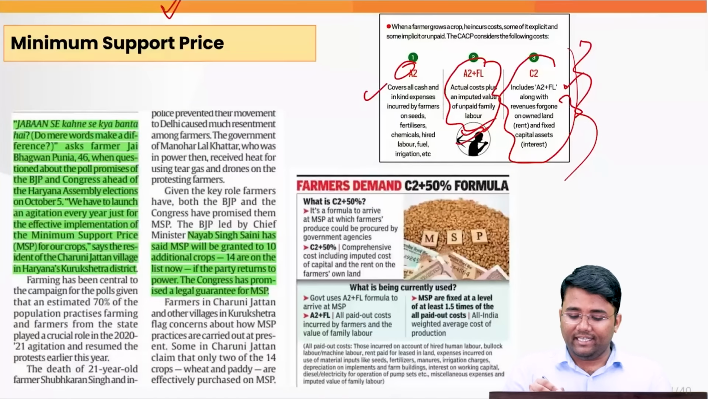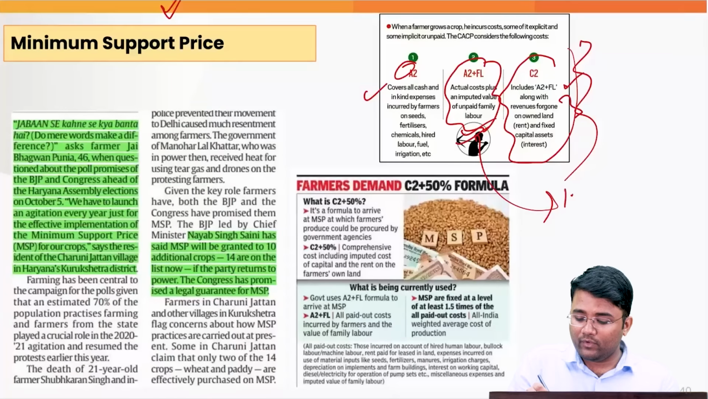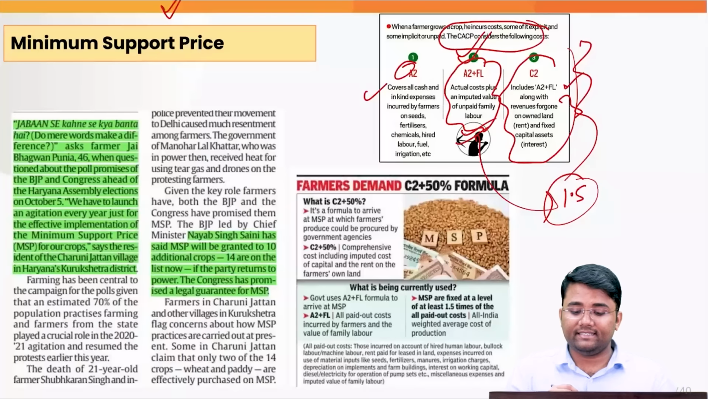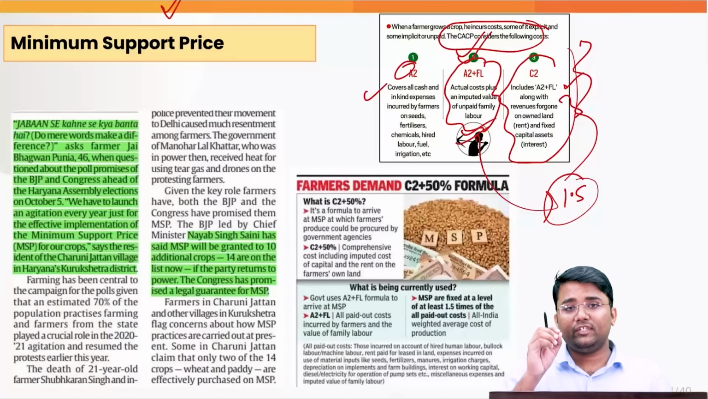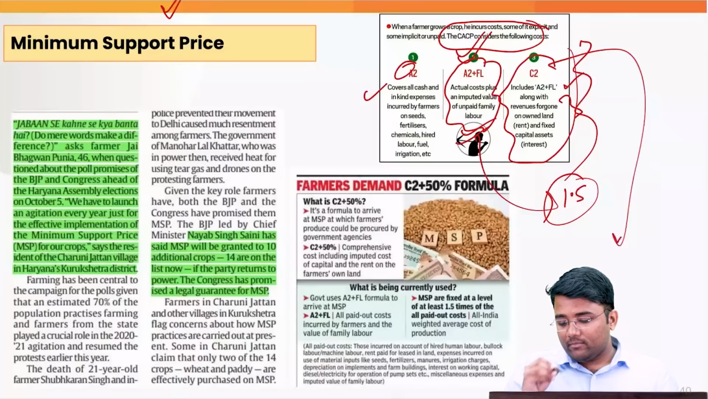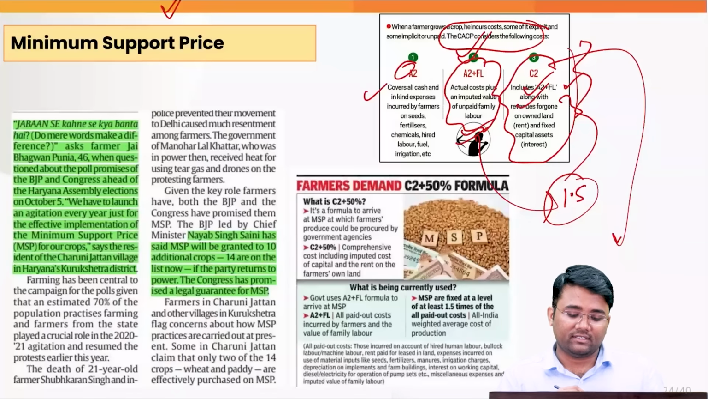Here you have to understand one thing: at this point of time, the government is providing 1.5 times of this A2 plus FL cost, which is considered by CACP. Now you tell me, CACP was formed in which particular year? Okay. And what are the farmers demanding? The farmers are demanding 1.5 times the C2 cost, or this comprehensive cost.